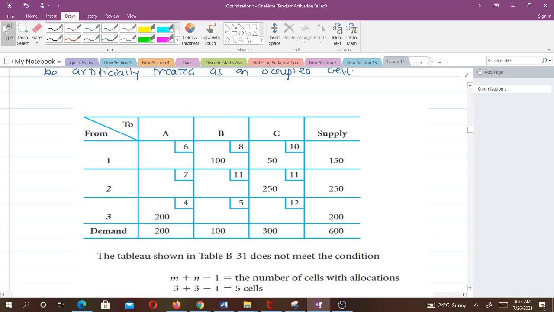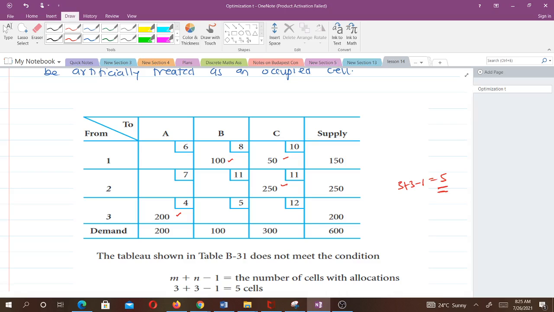You can see that with this question we have 3 rows and 3 columns. So to make sure the issue of degeneracy does not exist, we must have 3 plus 3 minus 1, which is 5. We must have 5 allocations. But you can see that here we have just 1, 2, 3, and 4. Since we have 4, which is less than 5, there is degeneracy.